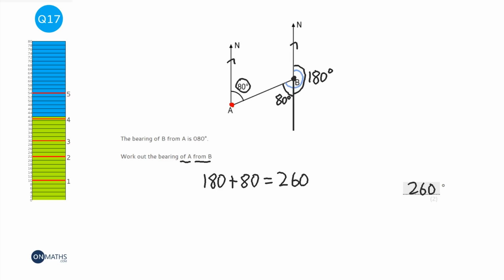Now there are other ways of doing it. You could have worked out this angle, because this angle and the 80 degrees over here are co-interior, or allied angles, whichever one you want to call them. So they will add up to 180. So we know that one's going to be 100. And then what we could have done is 360 take away 100, because the full circle is going to be 360, and we don't want that 100 one. You'd also get 260.